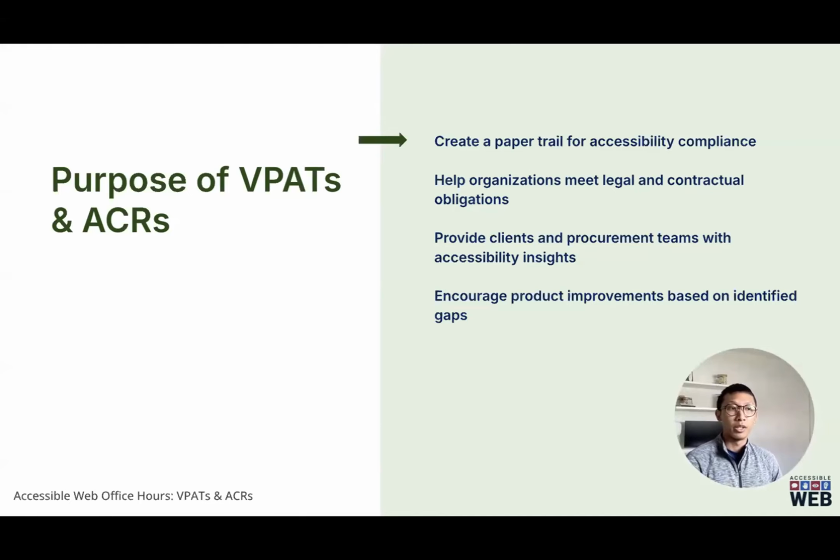Lastly, VPATs and ACRs encourage product improvements. When a company completes a VPAT or ACR, they often identify areas where their product falls short, and this can serve as a roadmap for future accessibility enhancements, ultimately making the product more inclusive for all users. So by ensuring transparency, compliance, and continuous improvement, VPATs and ACRs play a crucial role in the accessibility ecosystem.